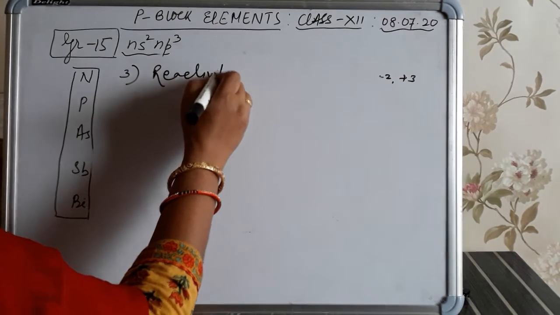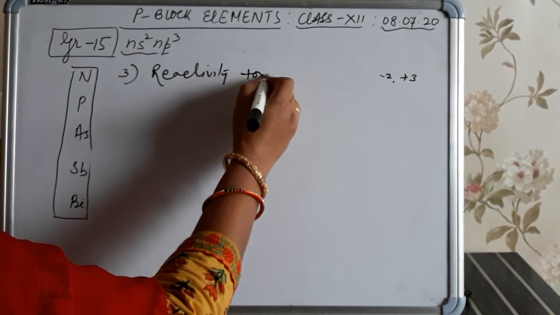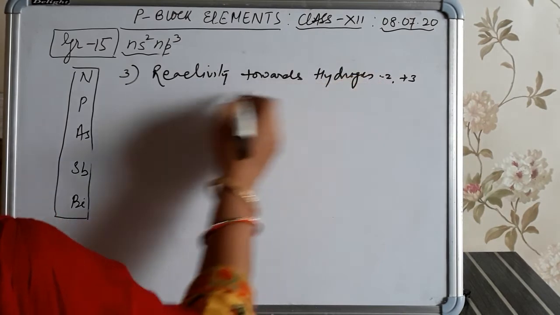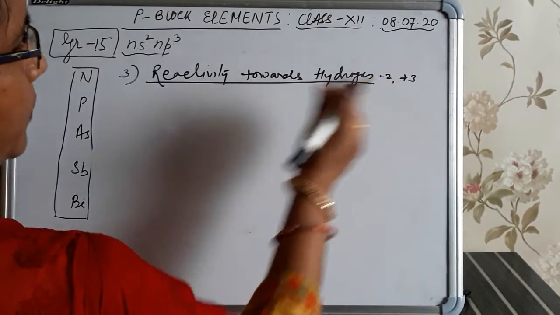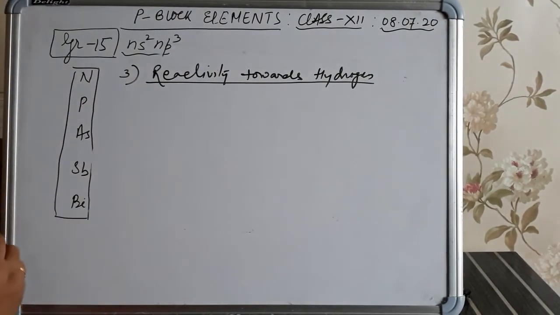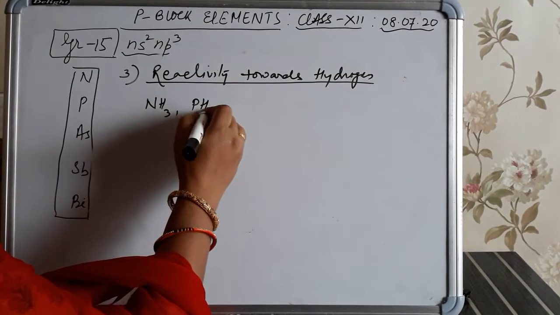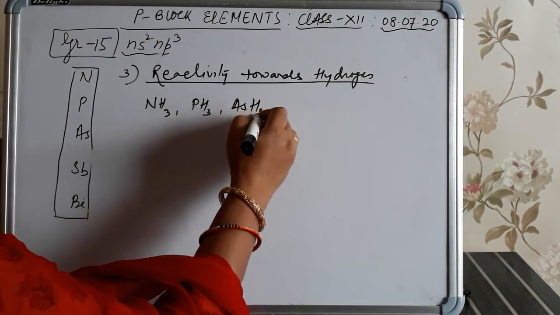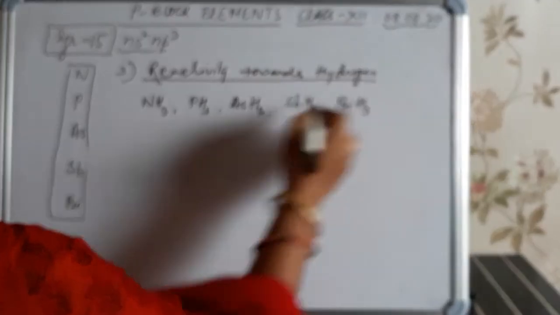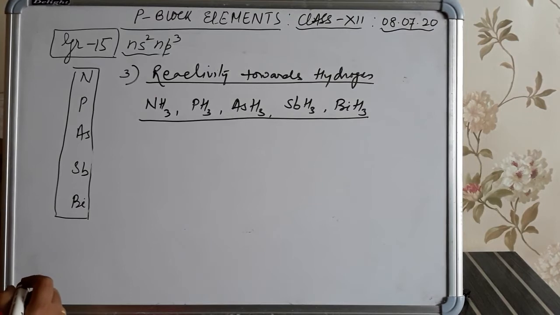Reactivity towards hydrogen. All the members of group 15, when they react with hydrogen, form hydrides. Nitrogen hydride, phosphorus hydride, arsenic hydride, antimony hydride and bismuth hydride. All the members have a tendency to form hydrides with hydrogen.